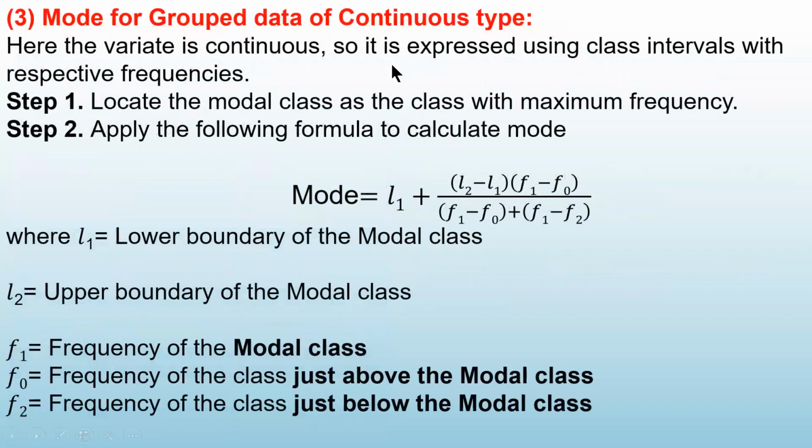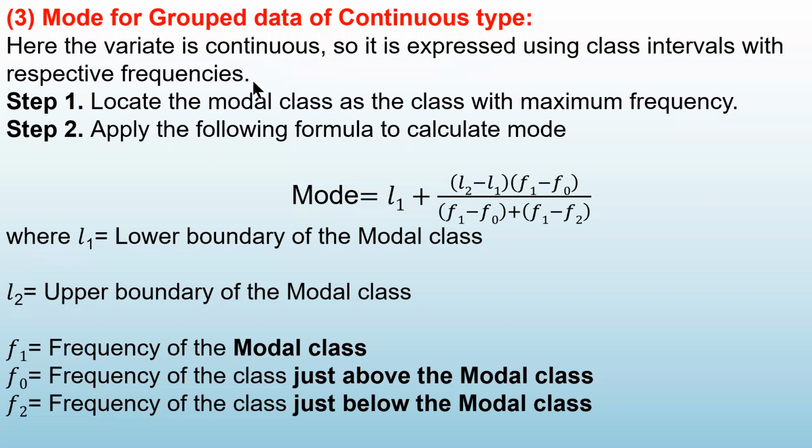Now let us see how to calculate the mode for continuous type of data. Mode for grouped data of continuous type. Now, as you know, if the data is continuous, what is the meaning of that? You will be having a table where class intervals will be given along with the frequencies. So here the variate is continuous. So it is expressed using class intervals with the respective frequencies.